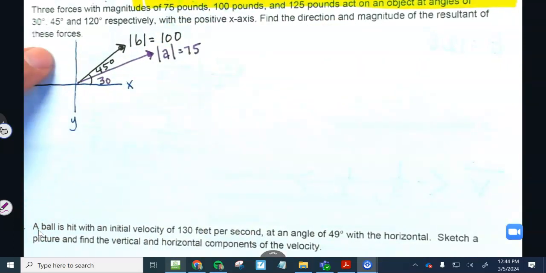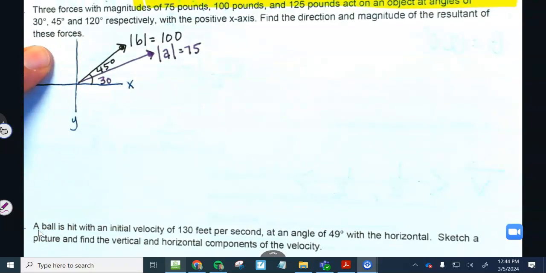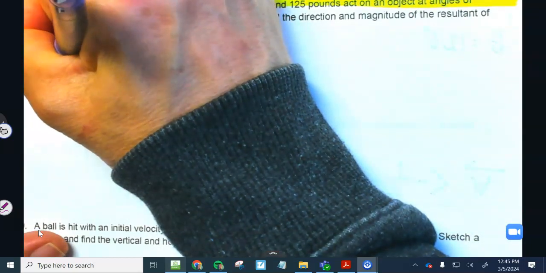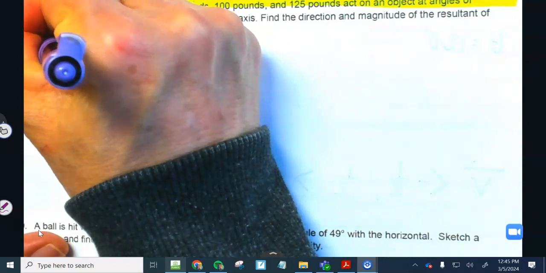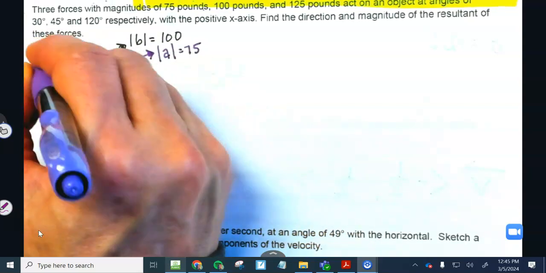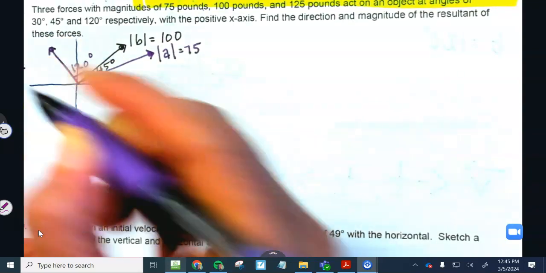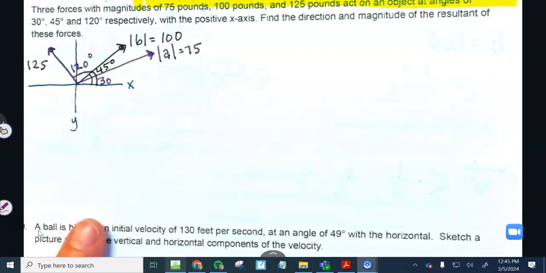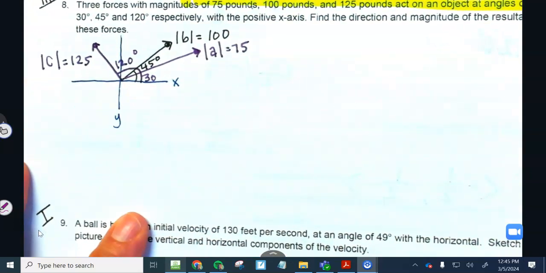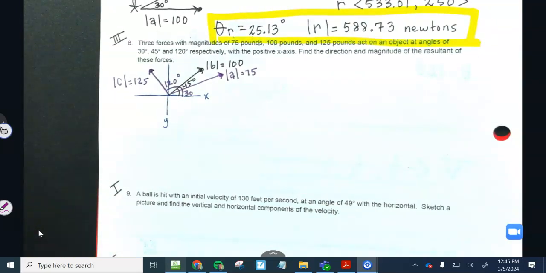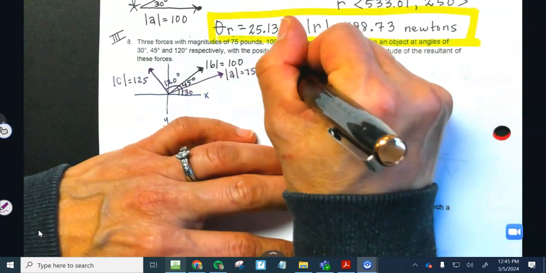Don't forget vector C is going to be over here because it has 120 degrees. So it's on this side. So this whole angle is 120, and we'll call this vector C, and it also had the largest magnitude of 125. There is nothing different from here than problem 7. The process is the same. You're just going to add up 3 things instead of 2 things. So here we go.